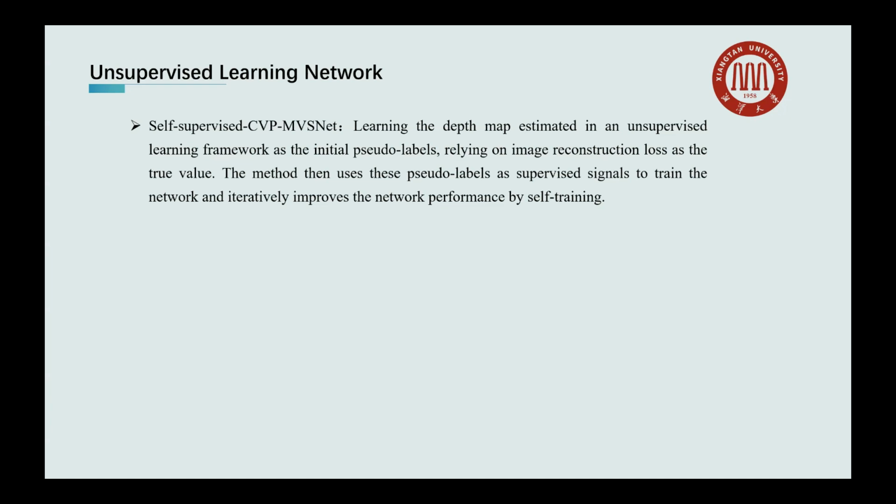To address the dependence of deep learning 3D reconstruction networks on ground truth, Yang Jiayu proposed a self-supervised deep learning network, self-supervised CVP-MVSNet, which first learns depth maps estimated in an unsupervised learning framework as potential pseudo-labels, relying on image reconstruction loss as truth values. The method then uses these pseudo-labels as supervised signals to train the network and iteratively improves the network performance by self-training.